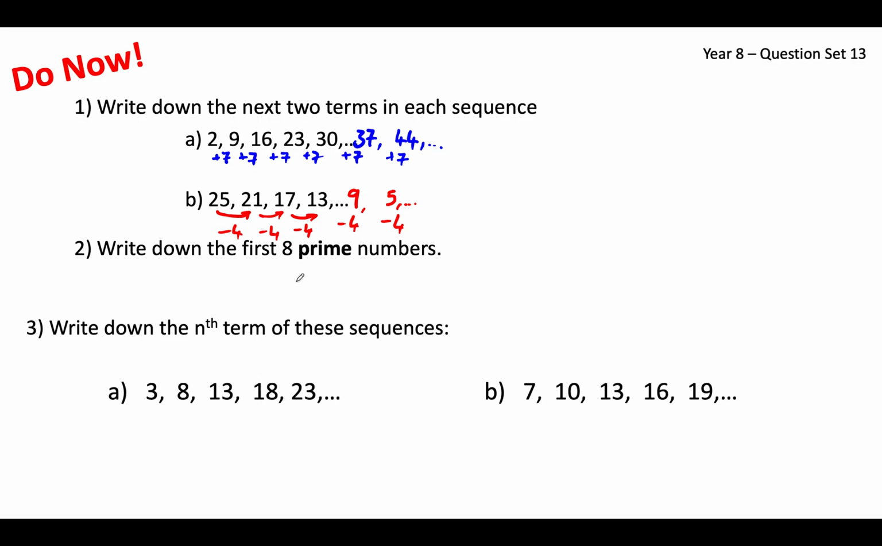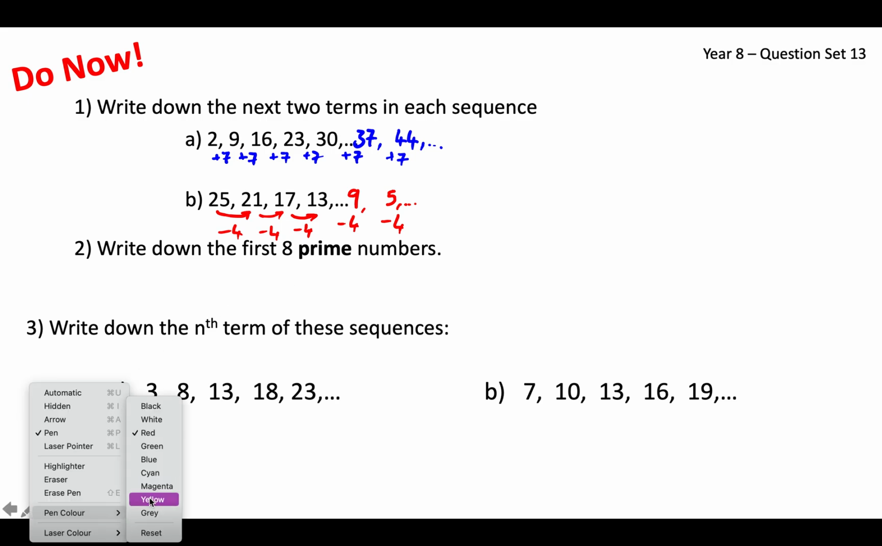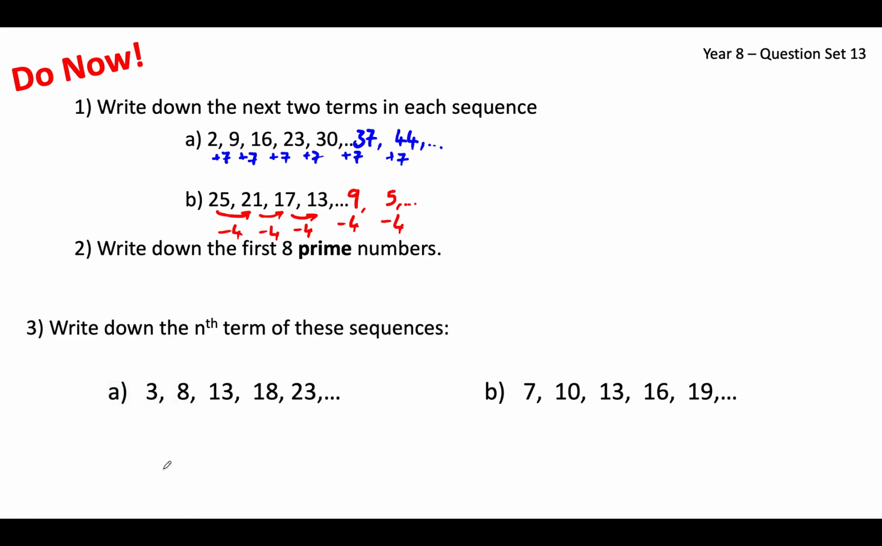Then, what have we got here? Write down the first 8 prime numbers. The prime numbers are the numbers which have exactly 2 factors. That means they can only be divided by 2 things, and those 2 things are 1 and itself. So if you can divide it by anything else, it's not a prime number. For example, 20, I can divide it by 1 or 20, but I can also divide it by 2 or 4 or 5. So that's not a prime number. What about 18? Again, I could divide that by 2 or 9 or 3, so that's not a prime number.